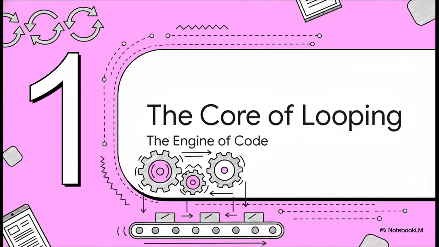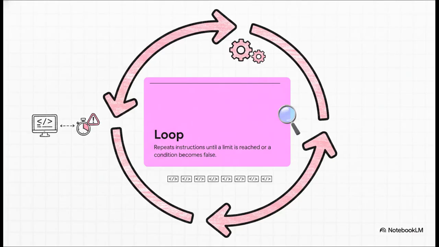The core of looping, the engine of code. Okay, so let's dive right into this. What actually is a loop? Fundamentally, it's just a structure that repeats a block of instructions until a specific limit is reached or a certain condition becomes false. And honestly, this simple concept is a total game changer.